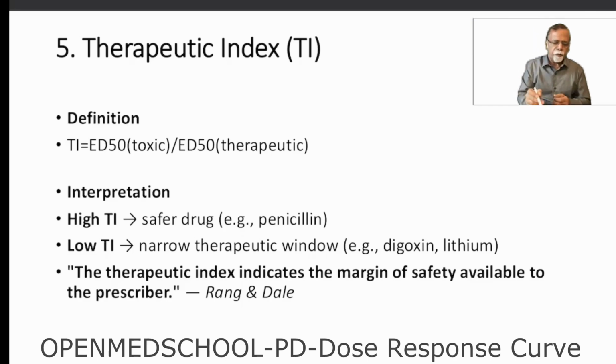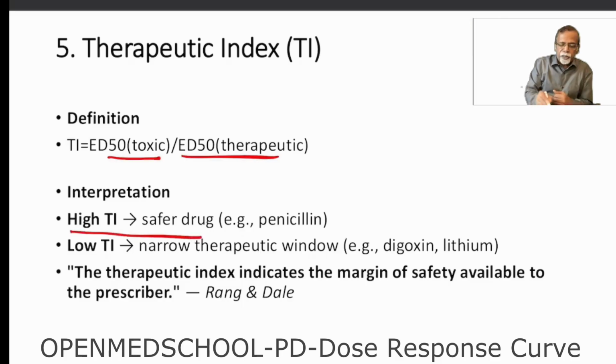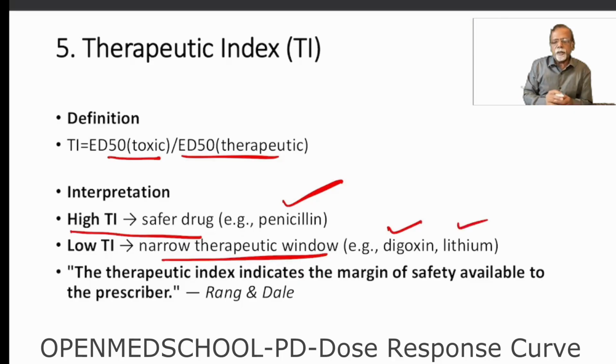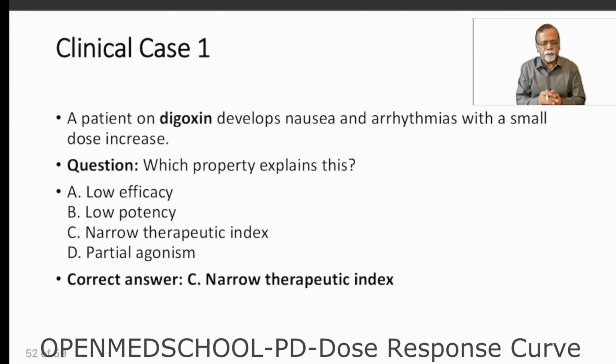Now we go to the therapeutic index. Already mentioned, ED50 toxic divided by ED50 therapeutic. High therapeutic index, drug is safe, example penicillin. Low therapeutic index, narrow therapeutic window, digoxin and lithium. Therapeutic index indicates the safety margin available to the prescriber. So higher the therapeutic index, safer the drug.